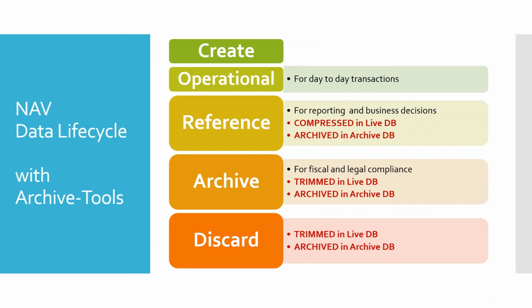And again, for things like ledger entries, you can have compressed records in that live database, and you can have archival data sitting in the archive database. Okay, and then for archival data, again, you could choose to trim it out of the production database, so it's completely removed, but it lives in the archive database, right? So again, it's all there. And you could choose to discard, which is, again, using the tools, trim them out of the live database, and they would live over in the archive database.